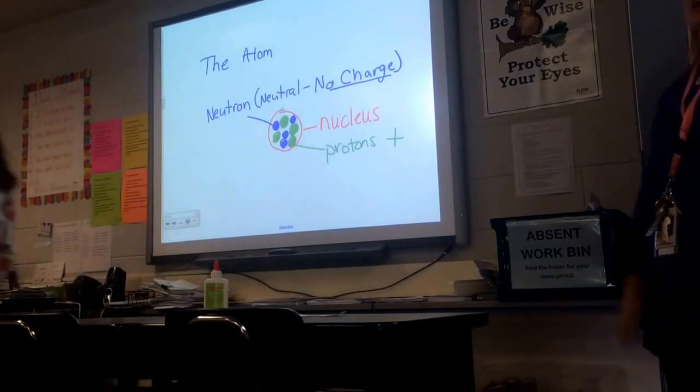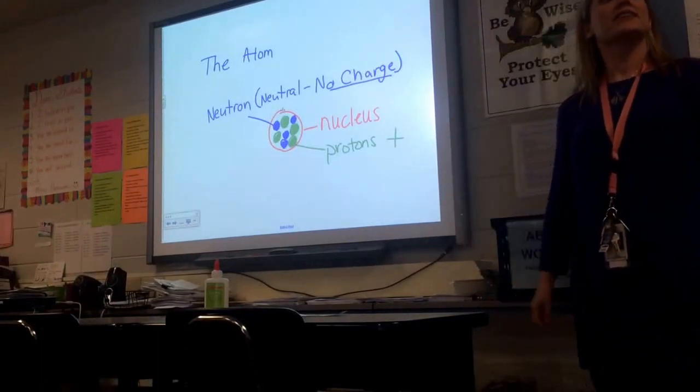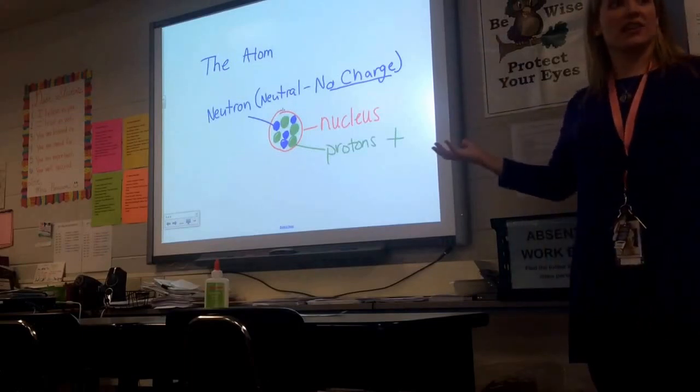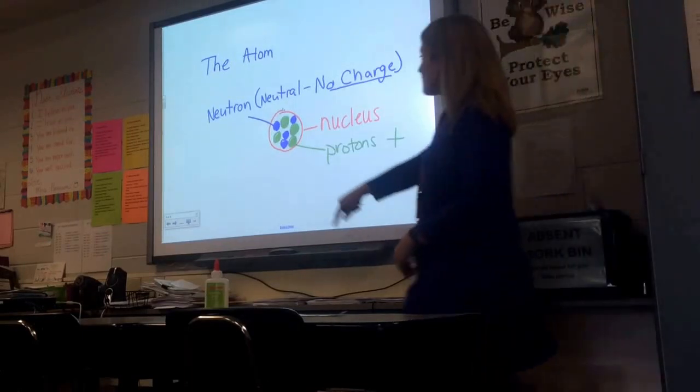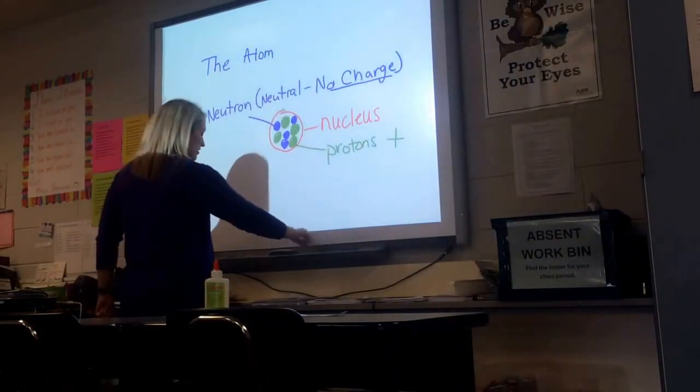Okay, so the outer part of the nucleus, Miss Buck, is what? It's the electron cloud. This is where the electrons are housed. They live there, and they're just kind of whirling around the outer part of the nucleus.